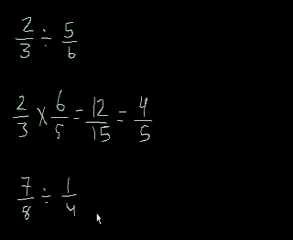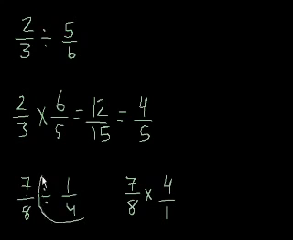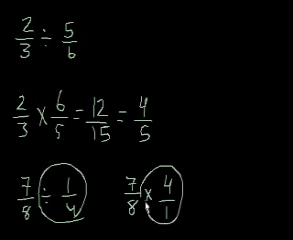What is 7 over 8 divided by 1/4? Well, that's the same thing as 7 over 8 times 4 over 1. Remember, I just flipped this 1/4. Dividing by 1/4 is the same thing as multiplying by 4 over 1. That's all you got to do. And then we could use a little shortcut we learned in the multiplication module. 8 divided by 4 is 2. 4 divided by 4 is 1. So that equals 7 over 2.